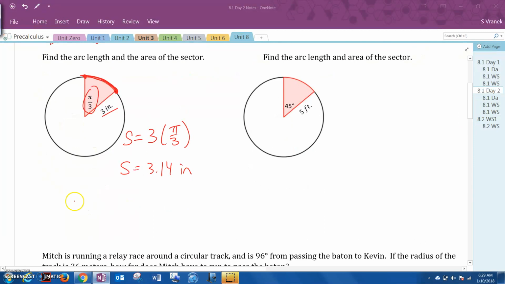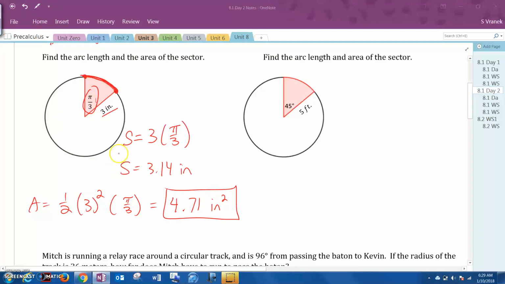If we do area, it's just 1/2 r squared theta, and r again is 3, and theta is pi over 3. So if you type that all into your calculator, you get the area of the sector, which again is the shaded red region, is 4.71, and then remember the units for area are square inches, or square whatever you have. Okay? So again, before you do the problem, you have to look at it.